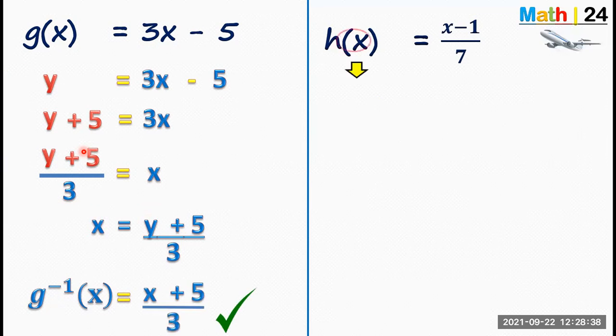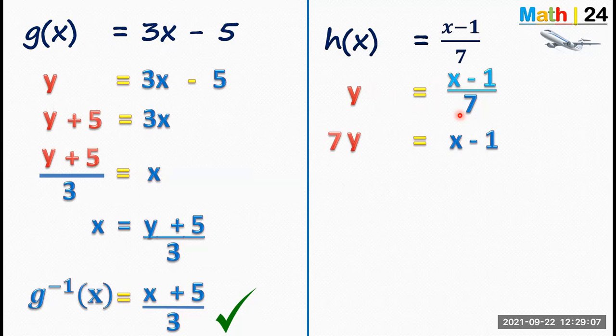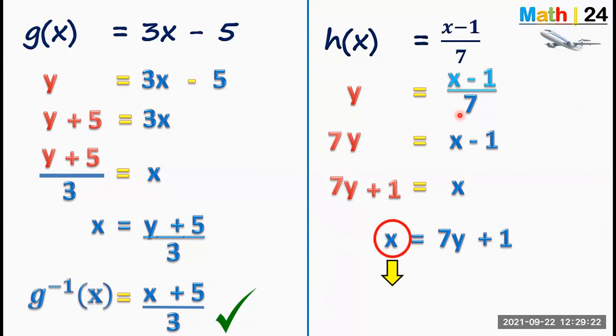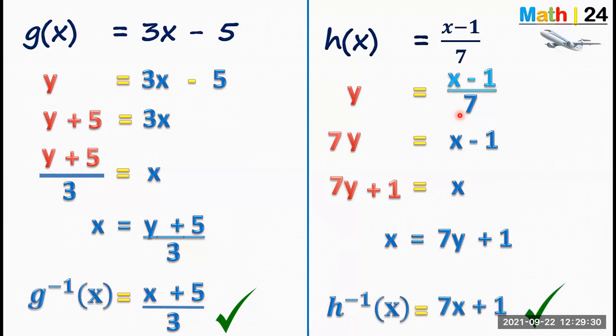Now for this other function, we replace h of x by y. So y will be equal to x minus 1 on 7, right? So our y here is equal to x minus 1 on 7. And then we multiply both sides by 7. We'll have 7y equal to x minus 1. We add 1 on both sides of the equation. We'll have 7y plus 1 is equal to x. So x is equal to 7y plus 1. We are now going to replace x by h inverse of x, and that should be equal to, replacing y by x, 7x plus 1.